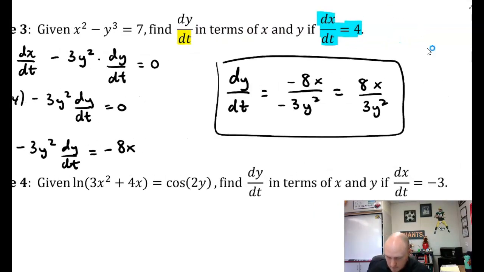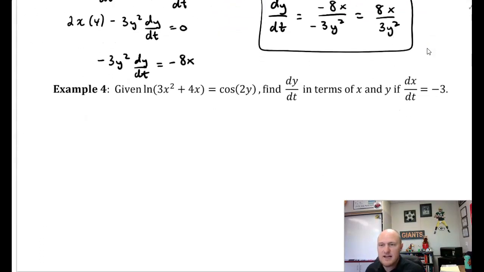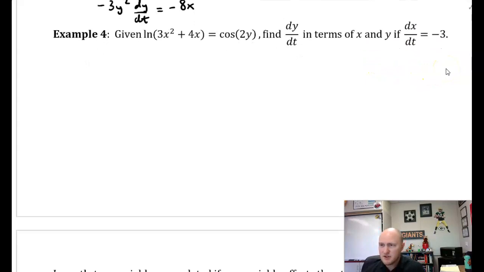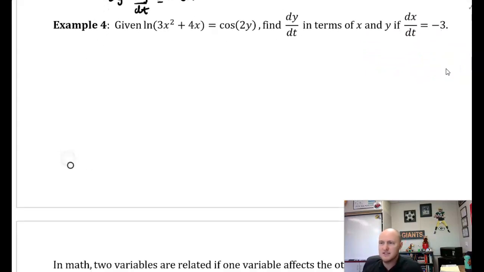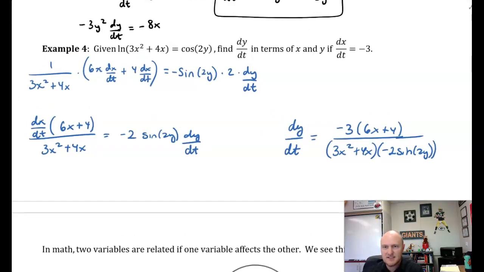Okay? Awesome. Example 4. Given the natural log of 3x squared plus 4x is equal to cosine of 2y, find dy/dt in terms of x and y if dx/dt is equal to negative 3. I'm going to go ahead and pause this video. I want you to try this example, and then I'll show you the answer in a moment. Alright, so here is the solution to the last example.